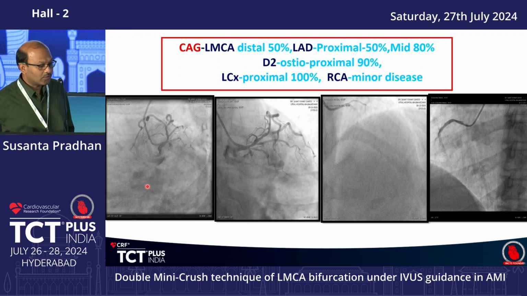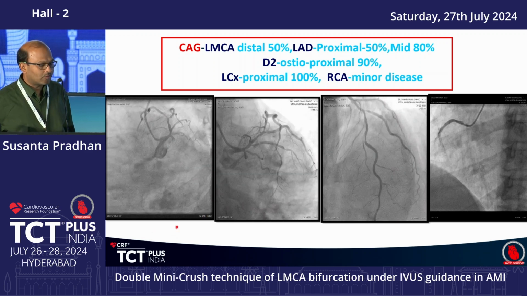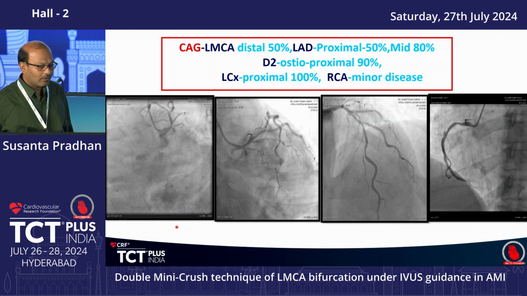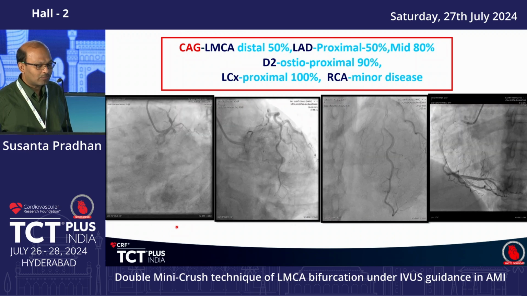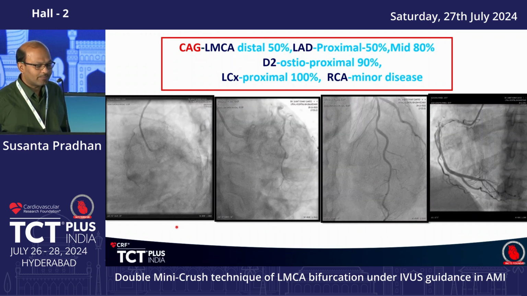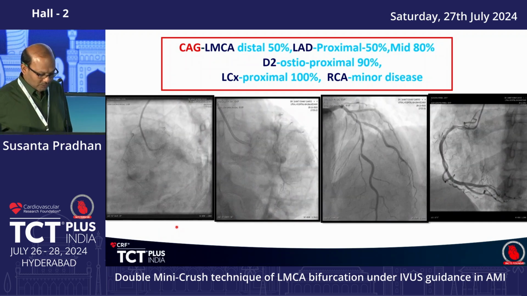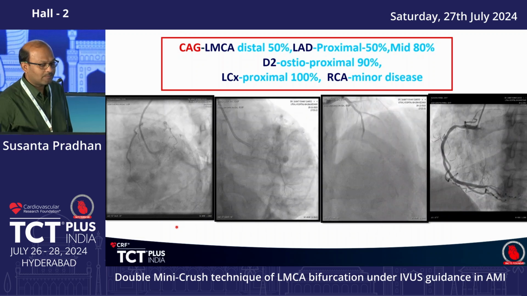This angiography shows LCX is 100% occlusion, there is significant disease in the left main, and there is LAD lesion extending from the proximal to the mid segment, and there is a large diagonal which has ostial significant disease, and RCA has minor disease. So this is an ST elevation myocardial infarction setting involving LMCA.